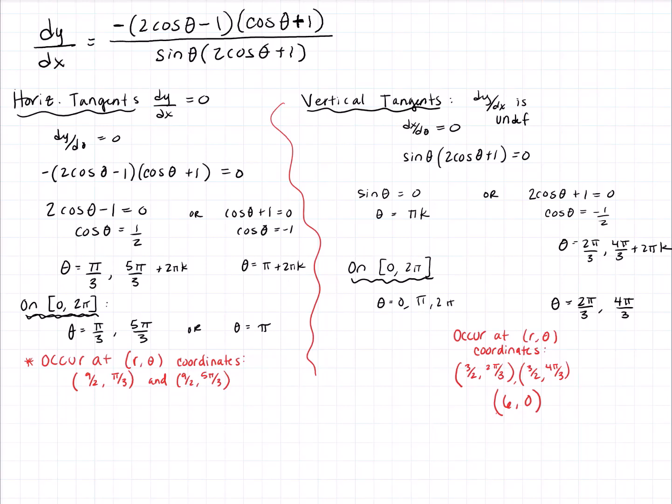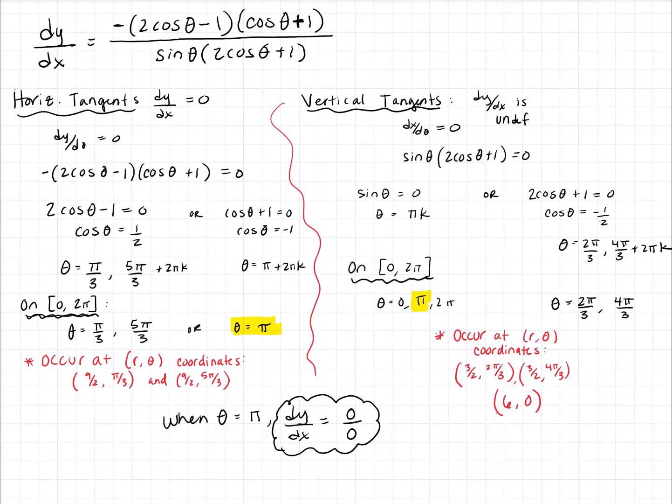Now, I did not do anything with the θ equals π, because notice that at θ equals π, it turns out dy/dx is actually equal to 0 over 0. And that is an indeterminate form, and we're going to have to deal with that. So I did write that highlighted there.